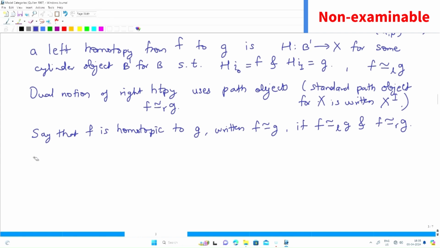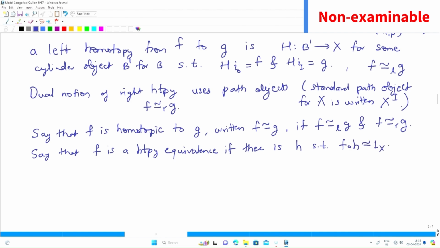Let me give you one more definition. We say that F is a homotopy equivalence if there is some H such that F composed with H is homotopy equivalent to identity on X and H composed with F is homotopy equivalent to identity on B. So this is our standard definition, but we are using the two-sided version of homotopy here.